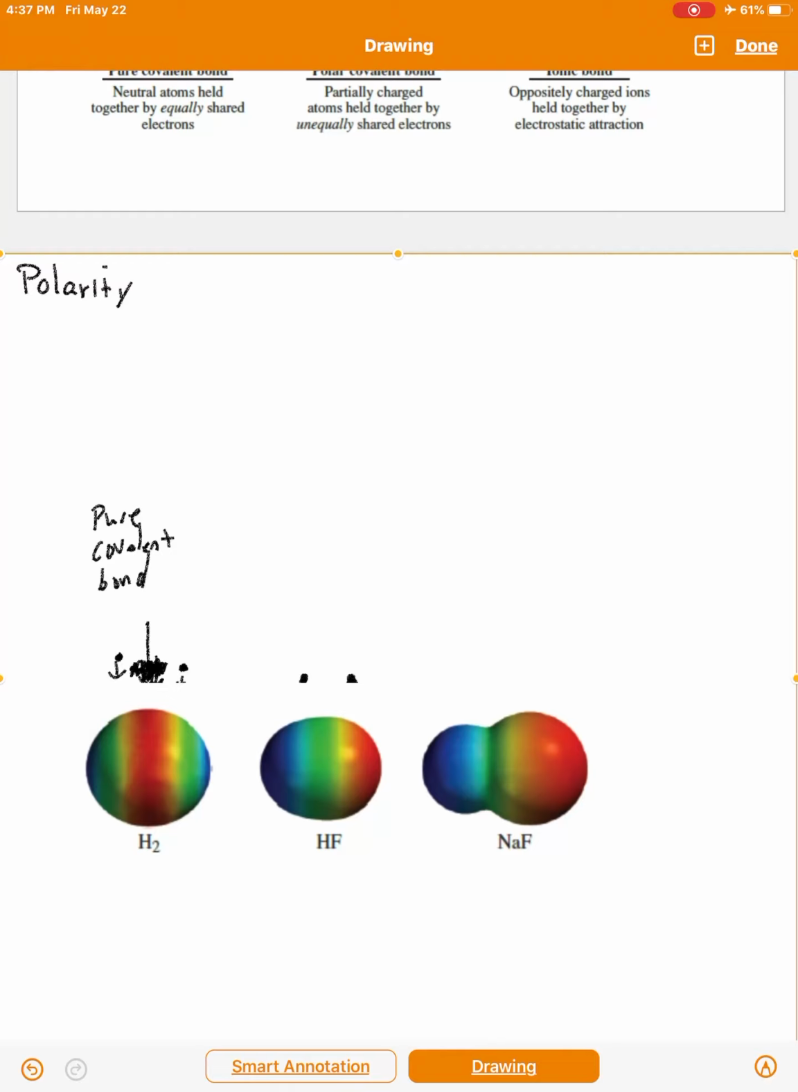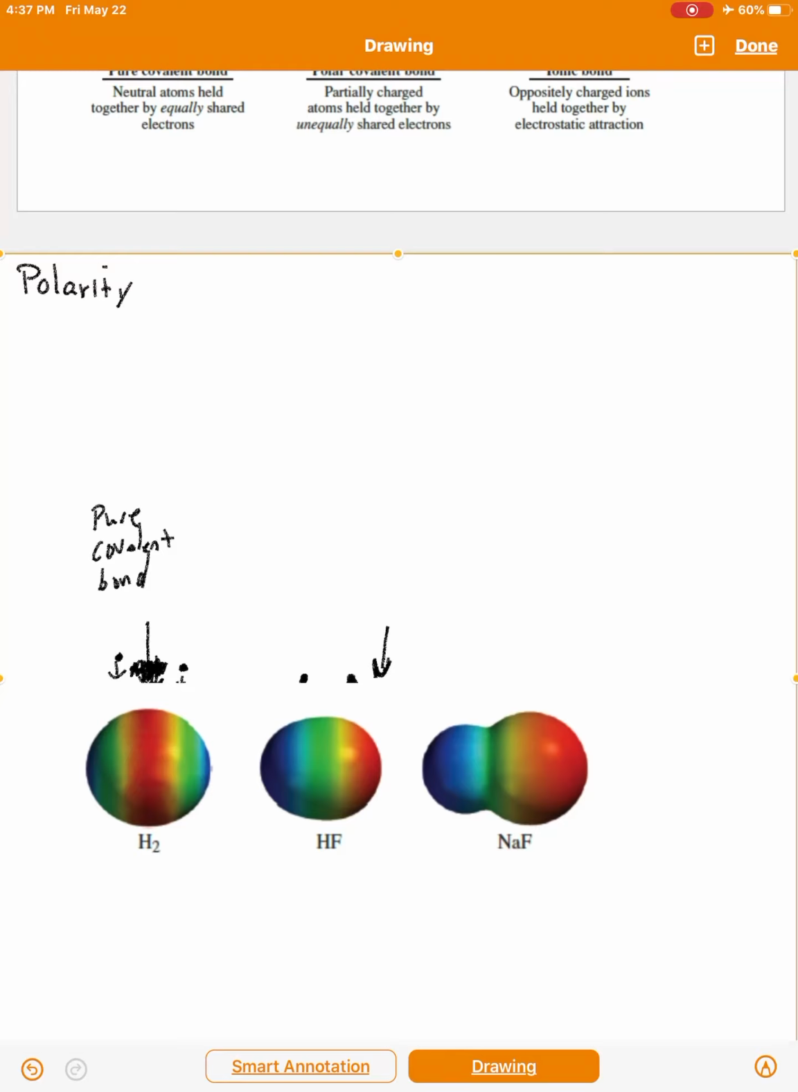There we go. I'll go up a little bit. Okay. Look where the electron density is located. It's primarily over here on the right by the fluorine, which tells us that the electrons are not shared equally by the hydrogen and the fluorine. They're more closely held by the fluorine.